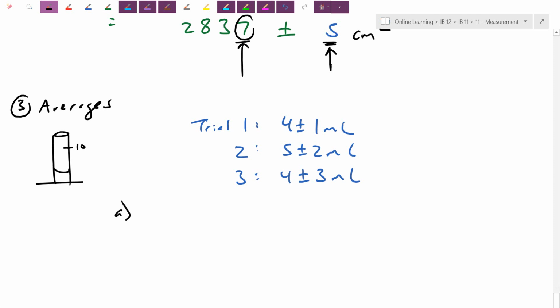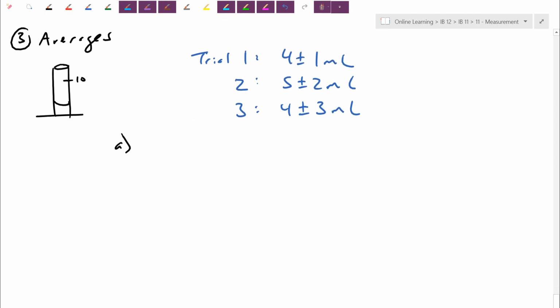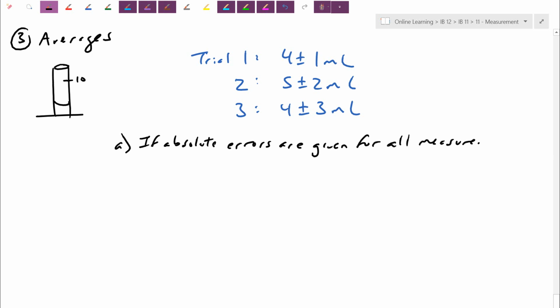There are 2 ways these averages can be dealt with here. An average, if absolute errors are given for all measurements, so that's the case here. So not only have they told me, oh, I think it's about 4, about 5, about 4, they've given me the plus or minus each time. What we're going to end up doing is just averaging. Average the errors. And I'll show you mathematically what we do here.